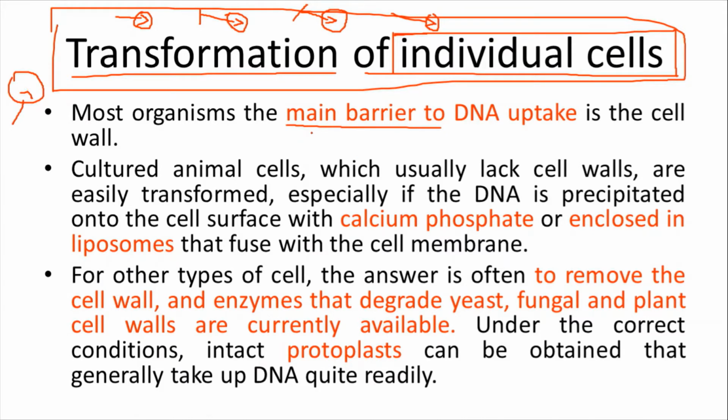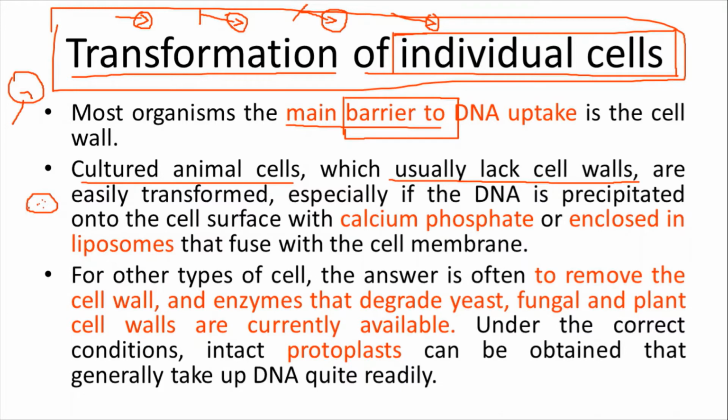The cultured animal cells usually lack cell walls. So after transformation, the cell contains no cell wall. Without a cell wall, the cell is not easily cultured. So this is one more additional point: the transformation technique employed in the single cell.